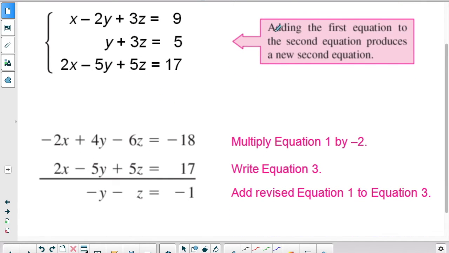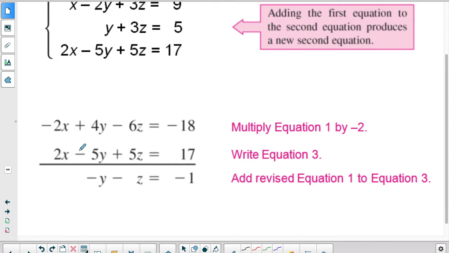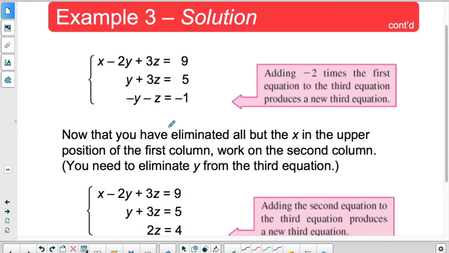Now, adding the first equation to the second gave us this new middle equation. Then what we're going to do is multiply the first equation by negative 2 and add it to the third equation so that that x variable cancels out. And what we're left with is negative y minus z is equal to negative 1 for our third equation.